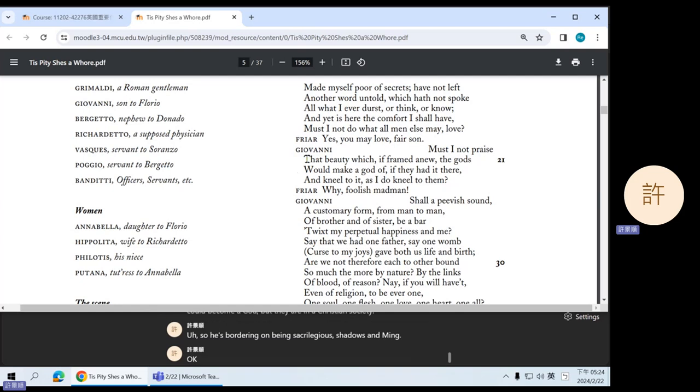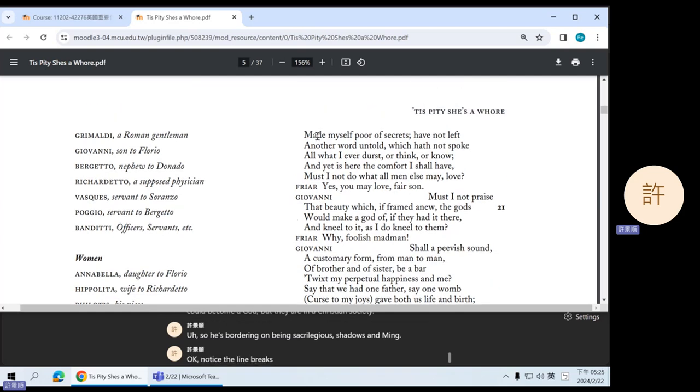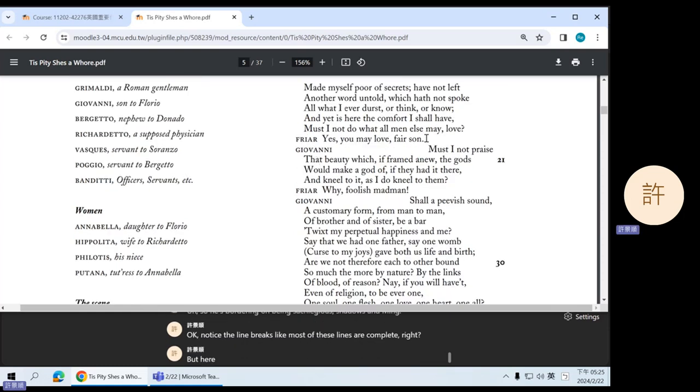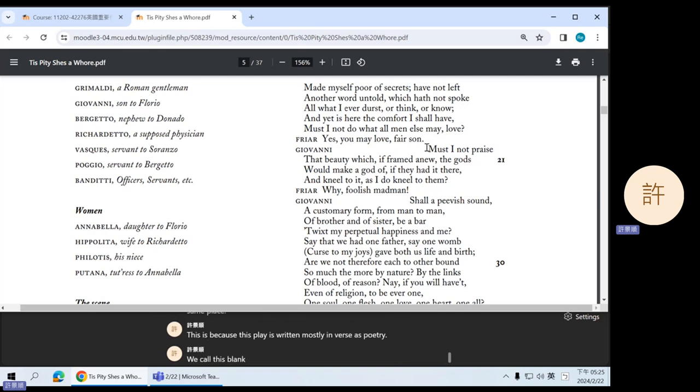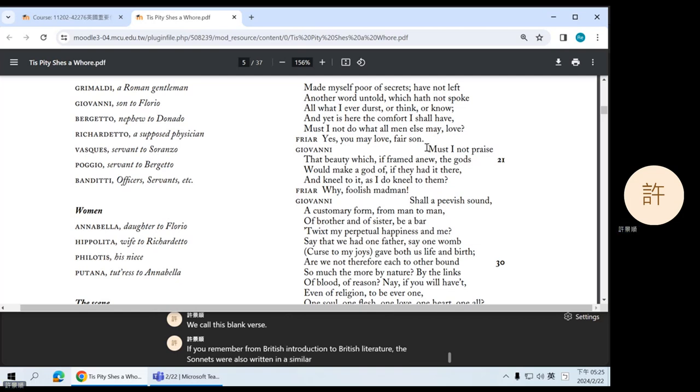Okay, notice the line breaks. Like, most of these lines are complete, right? But here, the line stops here, and the next line, it continues from the same place. This is because this play is written mostly in verse, as poetry. We call this blank verse. If you remember from Introduction to British Literature, the sonnets were also written in a similar meter. But the sonnets had rhymes. Blank verse does not rhyme. But the meter is the same.